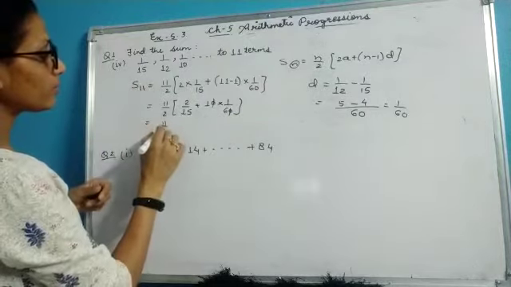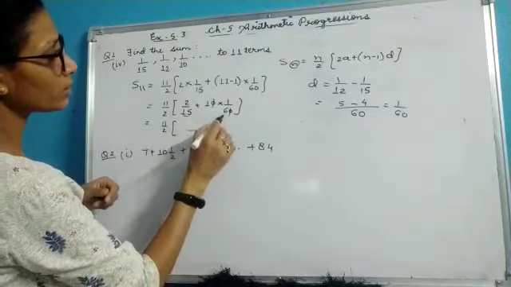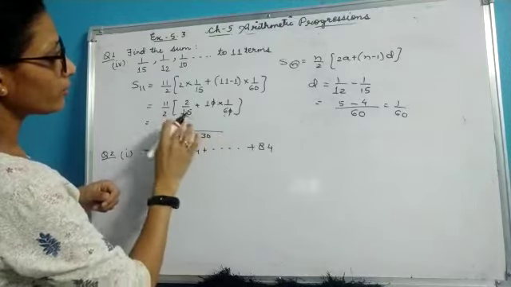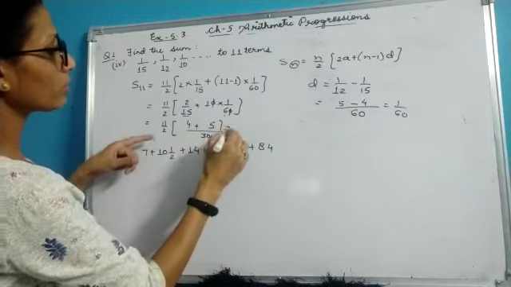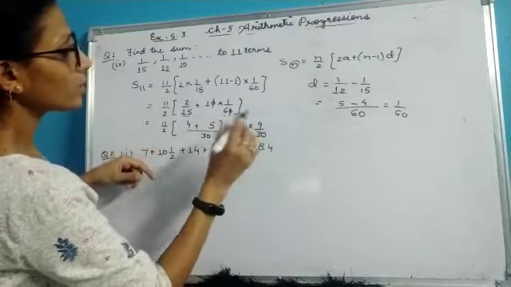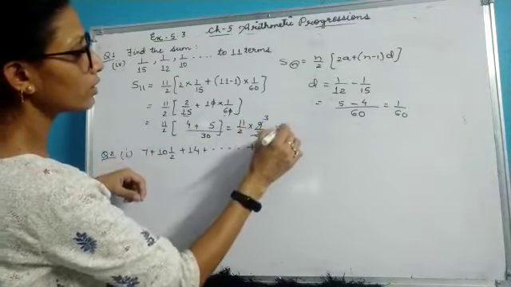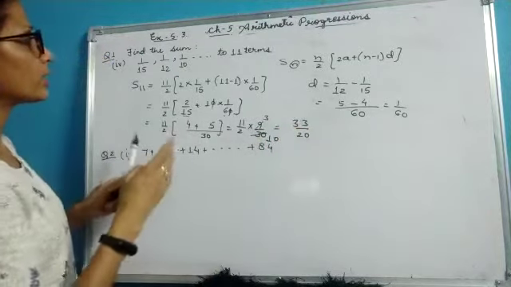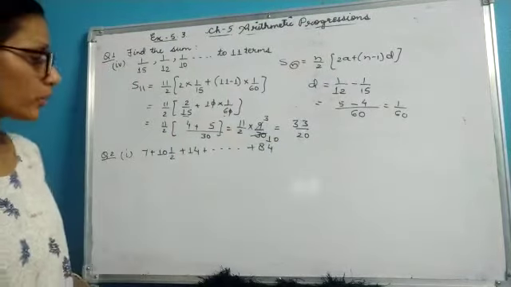So this is 11 by 2 and I am taking LCM over here. 15 and 6 LCM will give me 30. 15 2s are 30, so 4 plus 6 5s are 30, so this is 11 by 2 into 9 by 30. Now I can cancel: 3 3s are 9, 3 1s are 3, 10. So this is 33 by 20. So you are getting your sum as 33 by 20. Let's see the next question.